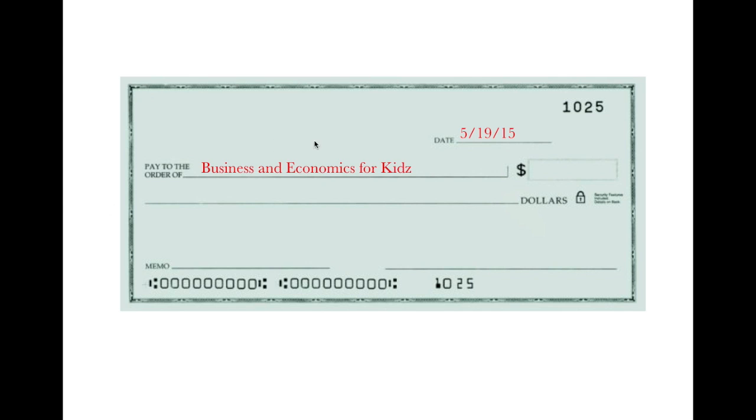And now here, pay to the order of Business and Economics for Kids, who you're giving the check to. Then right here in numbers, you write how much you're paying, how much you're giving, and 250 cents is how much. Then you write it out in words below that. And then the memo is what you're paying for. Why are you giving this?